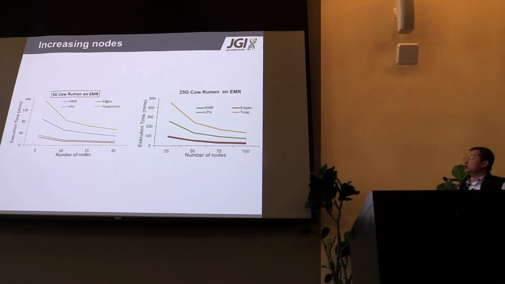And if we increase the number of nodes, can we do our job much faster? In these two graphs, we tried 5 gigabytes of data and also 25 gigabytes of data. In both cases, we see that if we double the number of nodes we use, it roughly takes half of the time to solve the clustering problem.